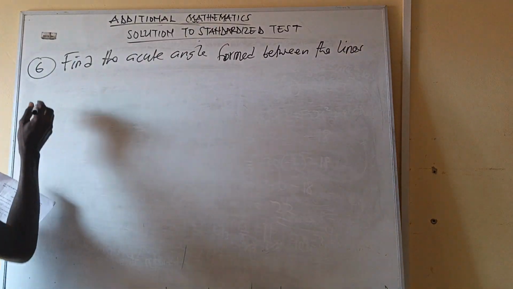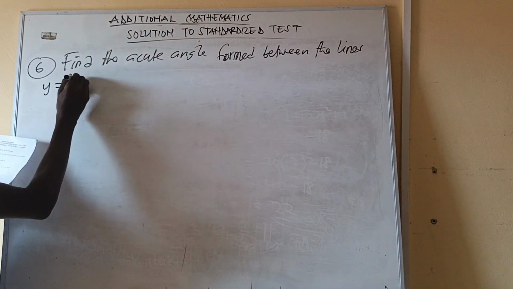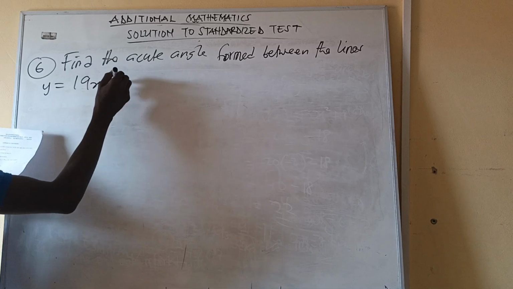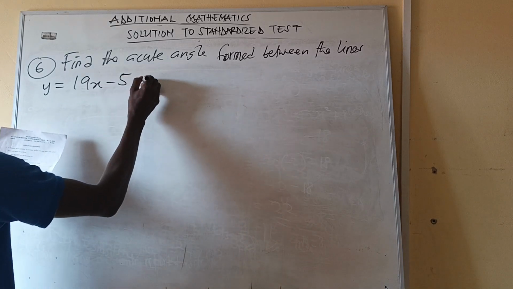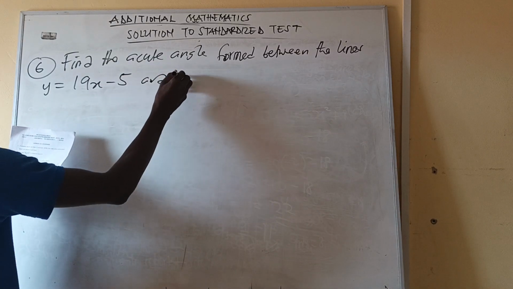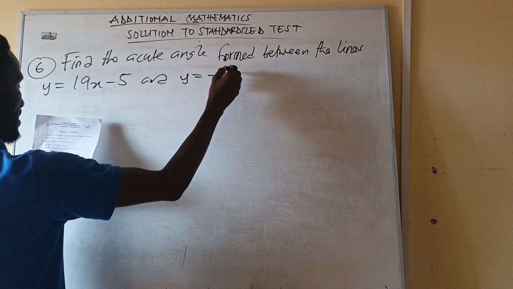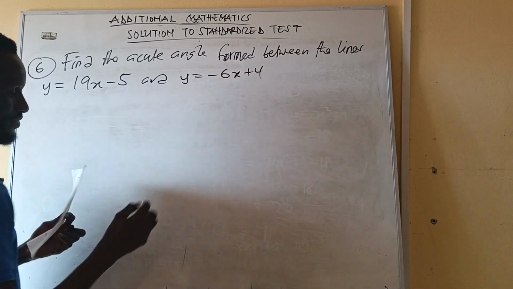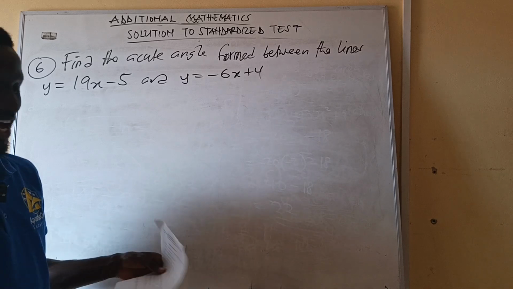Between the lines, y is equal to 19x minus 5 and y is equal to minus 6x plus 4. Now let's see how you're going to solve this question.